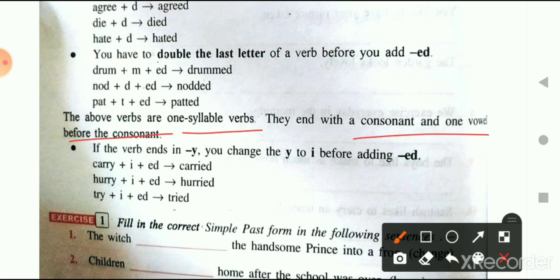Okay, so if the verb ends with y, you change the y to i before adding ed. So if a verb has y in it, we will simply replace y with i, and then we are going to add ed to it. Let's see an example, carry. Carry, y we are going to replace with i, and then we are going to add ed to it, which becomes carried.